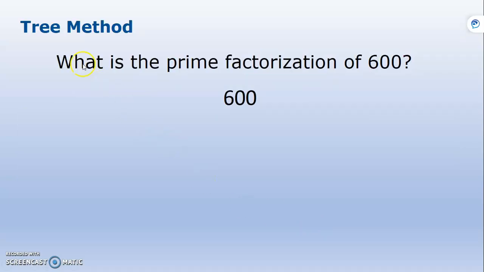And we're going to be using what we call the tree method. So what we're trying to do is figure out what we can multiply to make 600, and we only want to use prime numbers. But that's really kind of hard to start with, so we're going to think about just two numbers that we can multiply to make 600. And we know that 6 times 100 is 600. But these are not prime numbers, so I have to keep breaking them down until I only have prime numbers that I'm multiplying. So let's try 6.